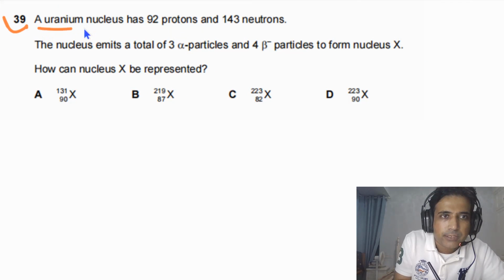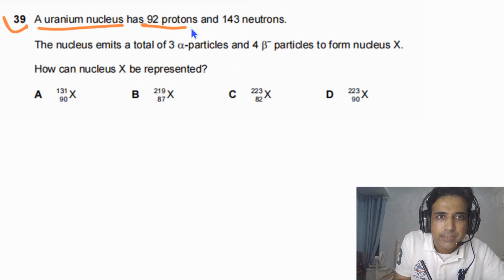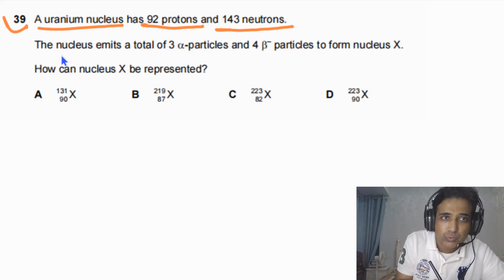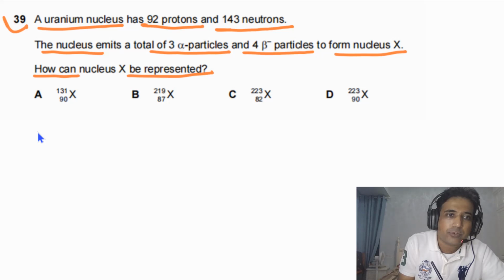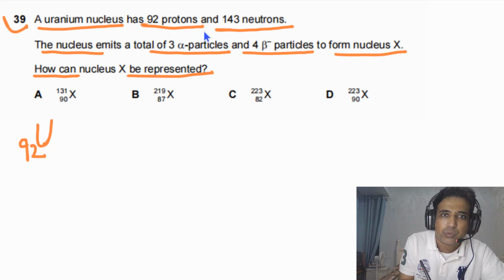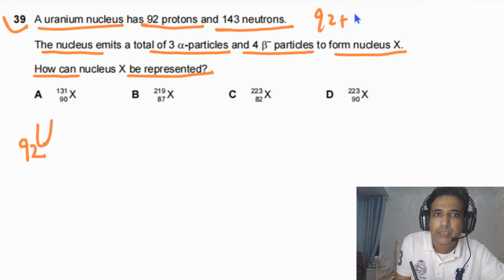Question 39 says a uranium nucleus has 92 protons and 143 neutrons. The nucleus emits a total of 3 alpha particles and 4 beta minus particles to form nucleus X. How can nucleus X be represented? First of all, we have uranium nucleus. It has 92 protons, meaning its atomic number is 92, and the mass number is the sum of these two. So we have 92 plus 143, so the mass number is 235.